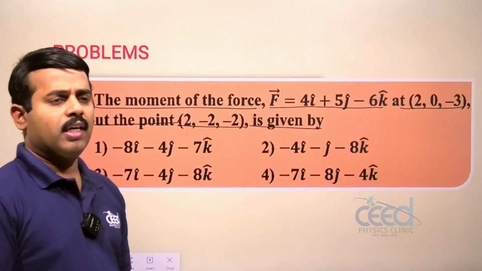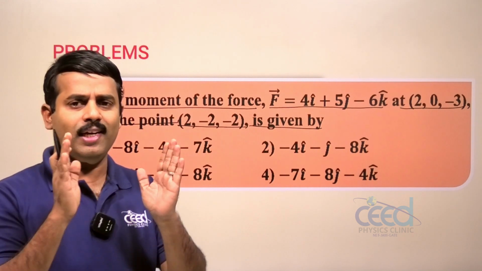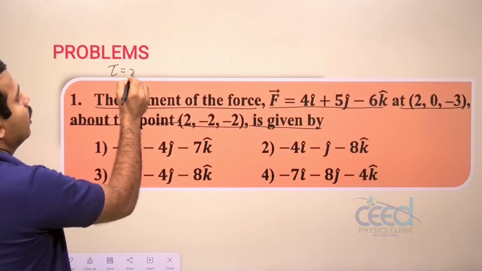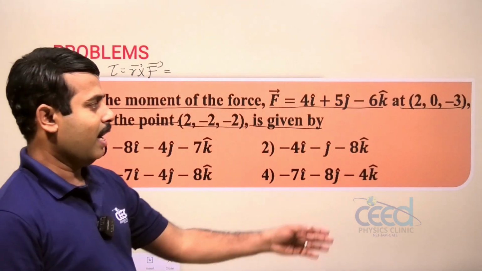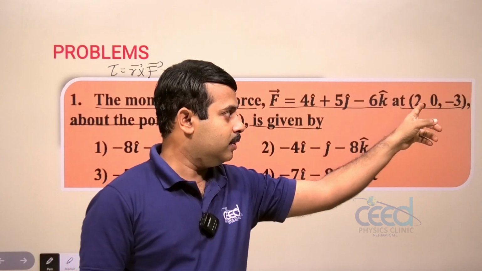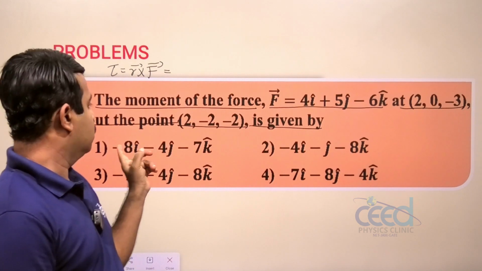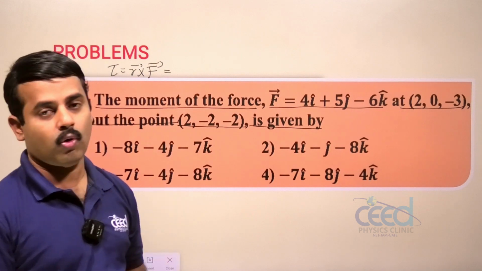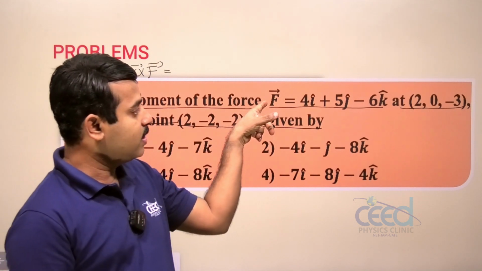Now, what is the moment of force? That is basically torque. Torque is equal to R cross F. What is R? R is the line joining this point to this point, that means position vector of this minus position vector of this. Now this is the linear force.